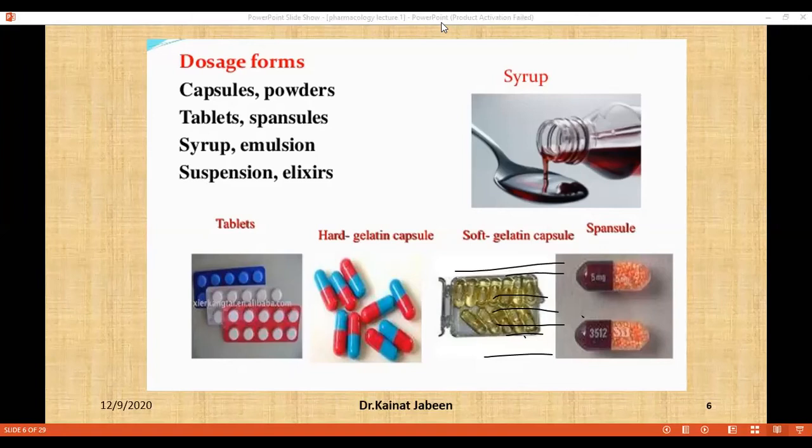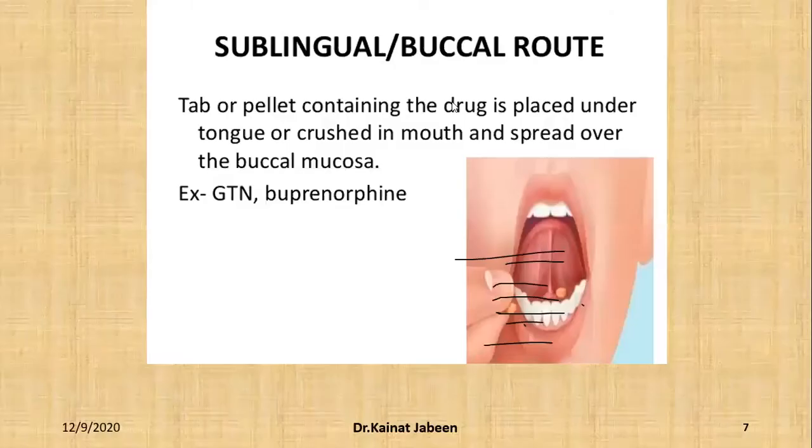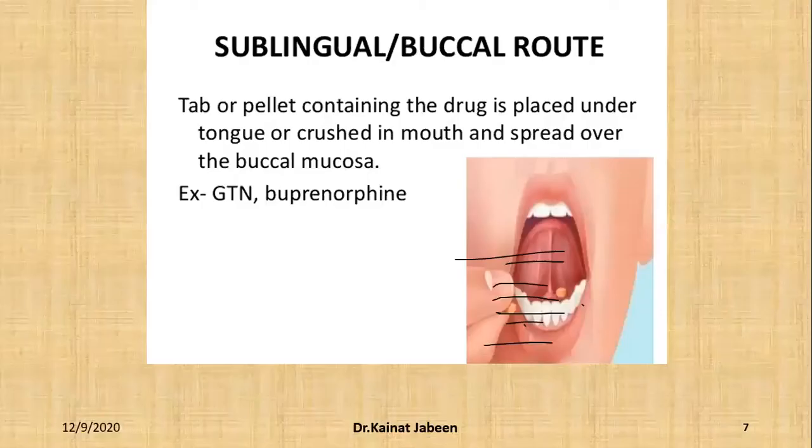The next route is the sublingual route. The sublingual route means you are going to give the medicine again by the mouth or the oral cavity, but the thing is you have to give it sublingually, under the tongue. And for the buccal route, you put the medicine in your buccal cavity. The drug is going to be absorbed from the membrane.